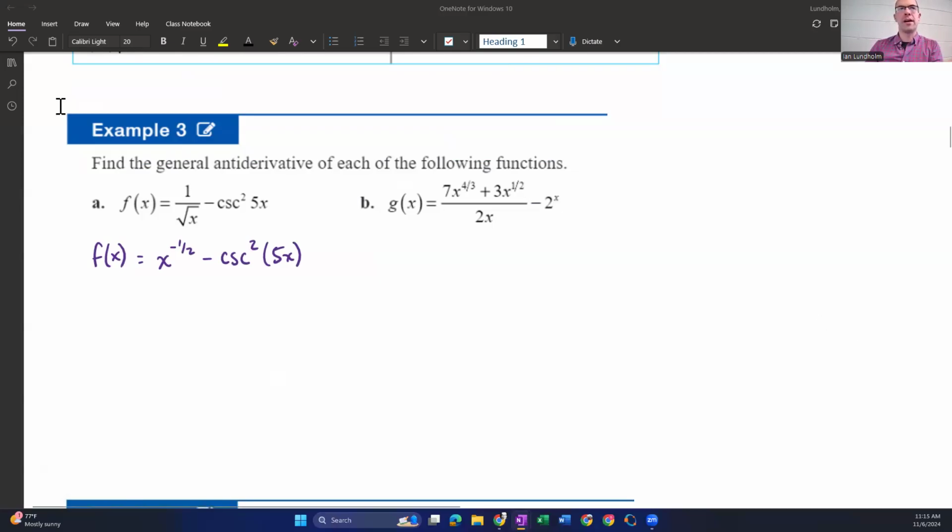I think oftentimes writing it as a rational exponent rather than having the square root is fine, but if you like the square root better, more power to you.